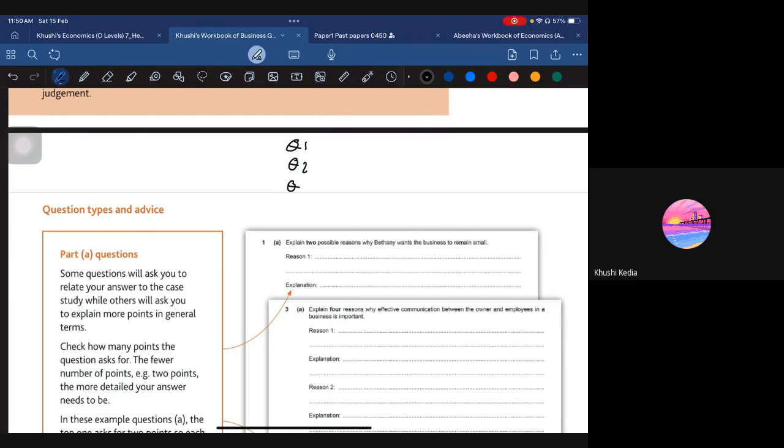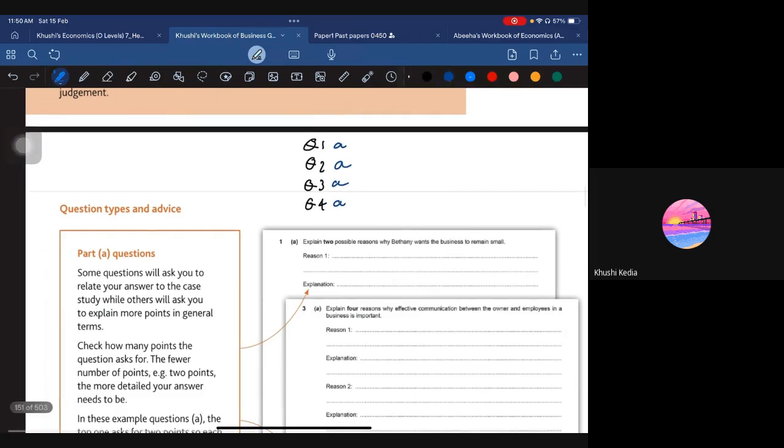So there's going to be question one, two, three, and four, and we have the parts A, B, C. Sorry, all are the A's. Why am I writing A, B, C, D? Okay, so for this, all of them are 8 markers.